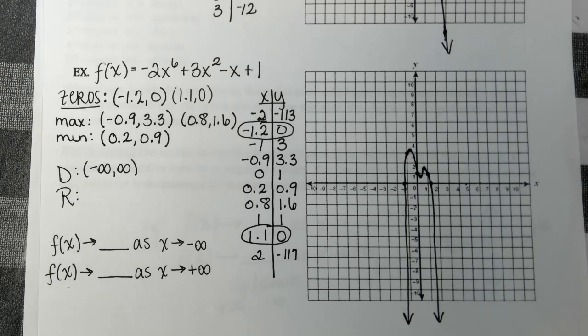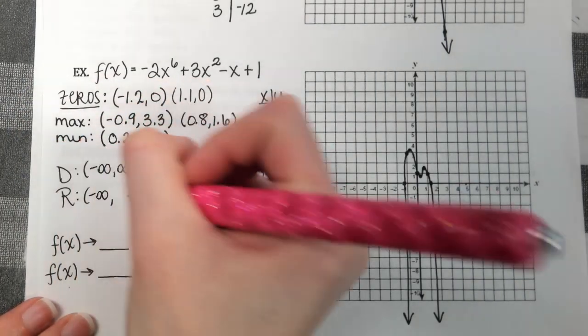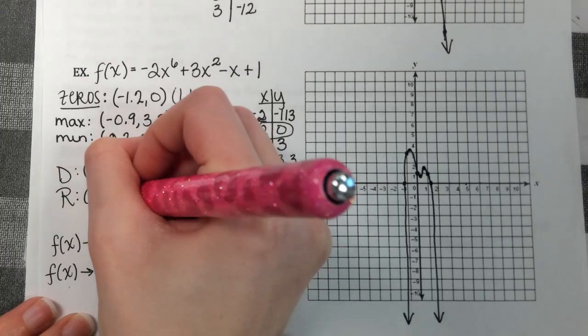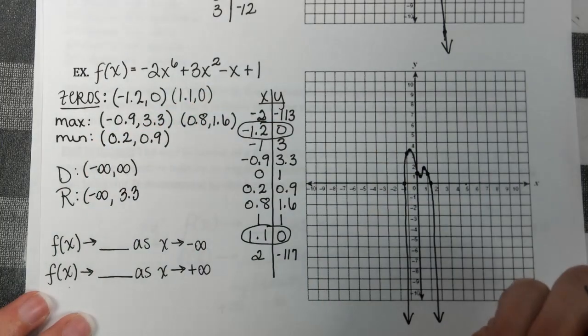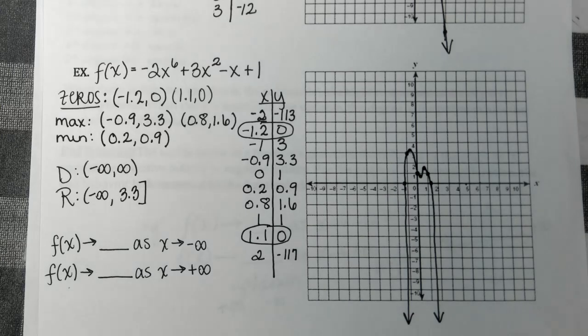Okay, what's your range? What do you think it should be? If your range is bottom to top, because it's a circle, it's a dot. What's on the 3.3? Who got that?